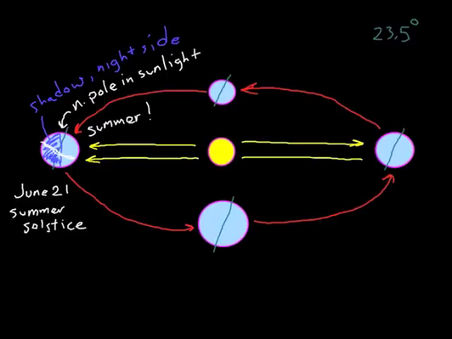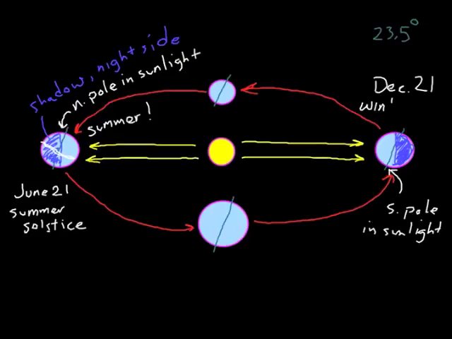On the right side of the diagram, we have the opposite situation. Now the North Pole is tilted away from the sun, and there's the night side. And now the South Pole is completely in sunshine for 24 hours. This is the December solstice, or what we call the winter solstice in the northern hemisphere.